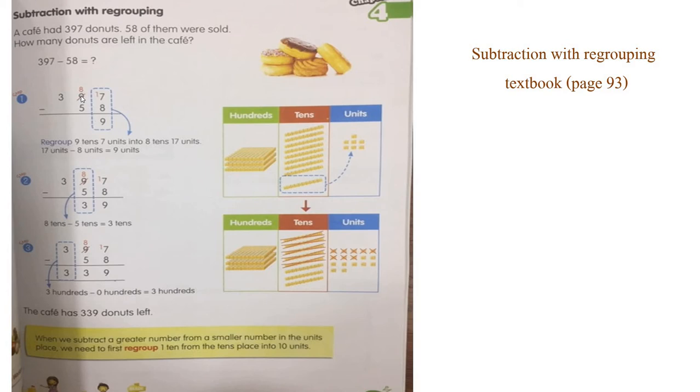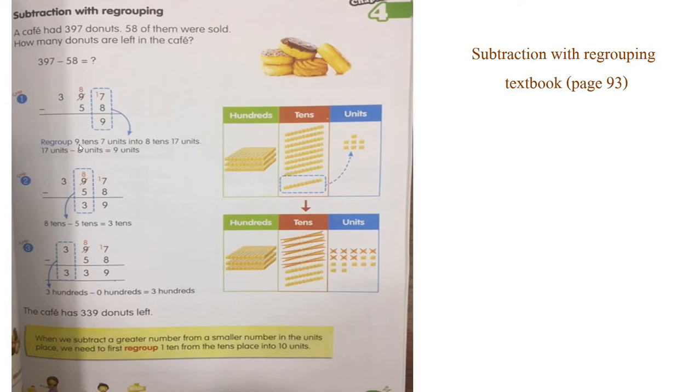If I want to borrow from the 9, some of the students think that it's going to be 7 plus 1, so it's going to be 8, and this is completely wrong, because you are taking a full 10. So 10 plus 7 will be 17. You're taking 1 from the tens place, which is 10, and giving it to the units place, which is 10 plus 7, so it will be 17. You now take away 8 and the answer is 9.